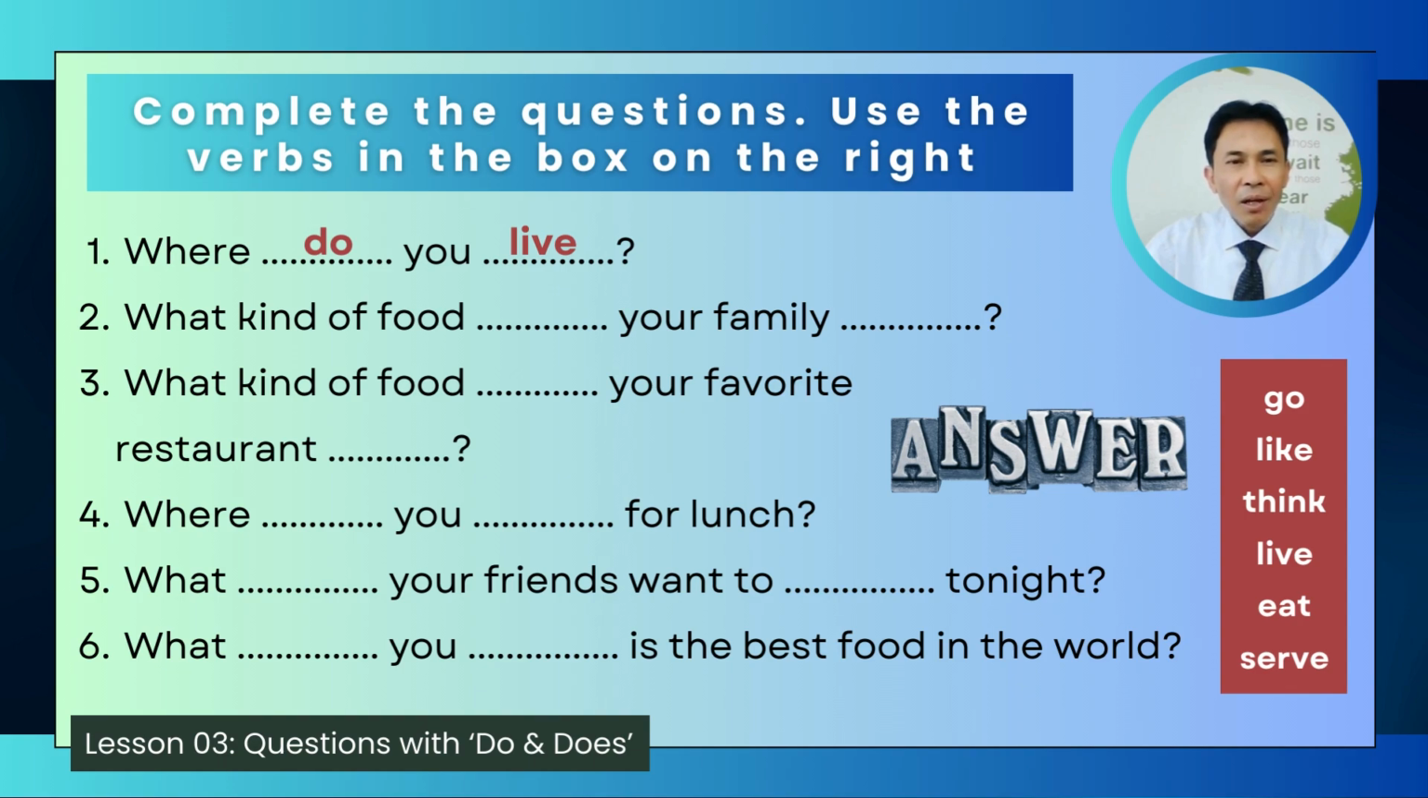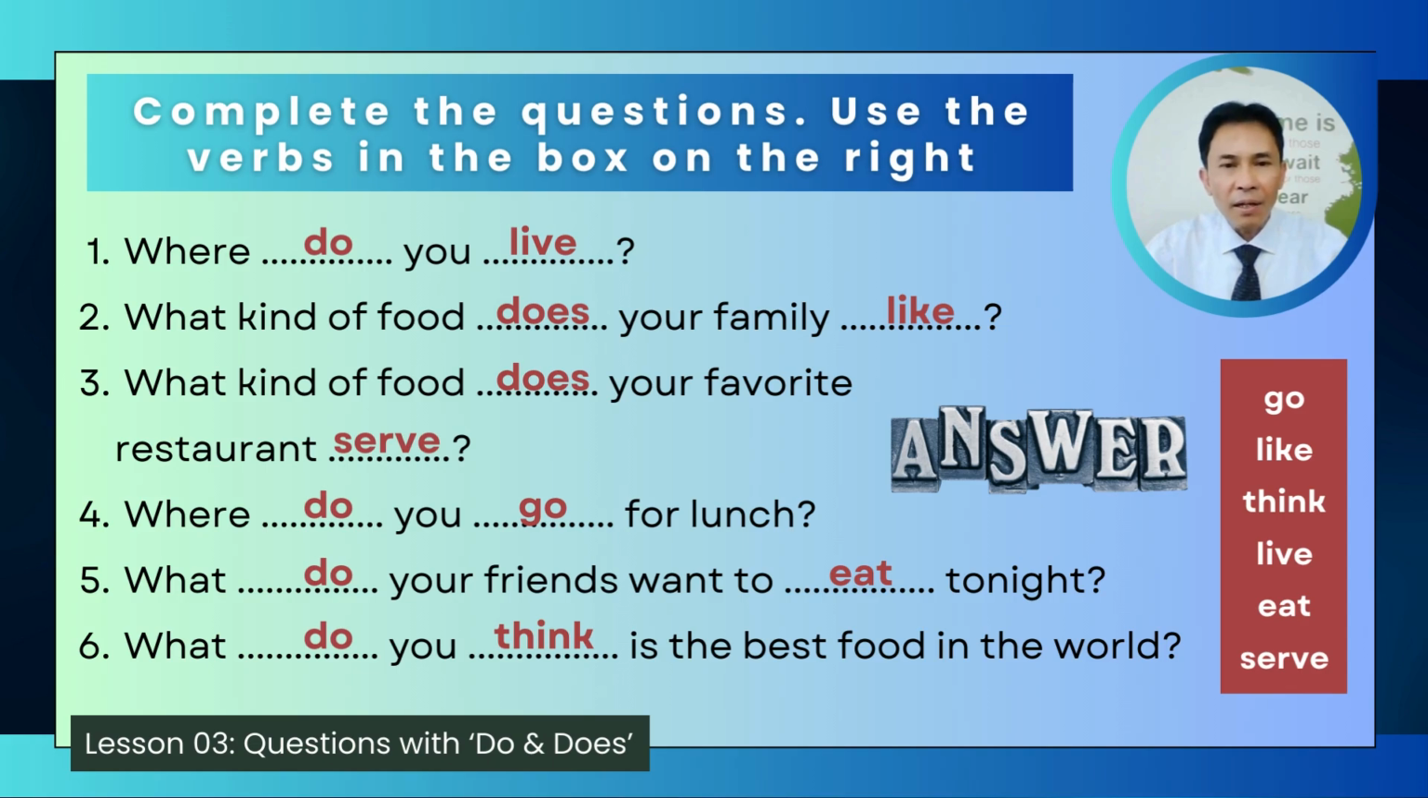Number two, what kind of food does your family like? Number three, what kind of food does your favorite restaurant serve? Number four, where do you go for lunch? Number five, what do your friends want to eat tonight? Number six, what do you think is the best food in the world?